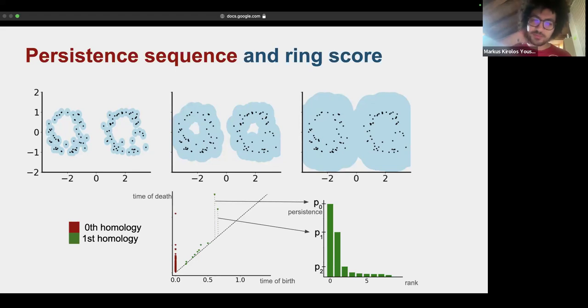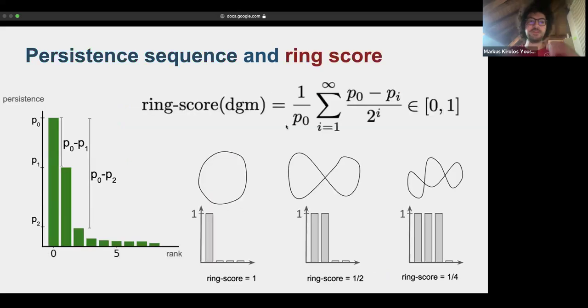So, yeah, this persistent diagram is a structure that people usually work with. In this work, we introduce something we want to call persistent sequence, because there's a lot of information here that we don't really need. So we just simplify this, and we take the persistence, the lifespan of each homology group, and we sort them by order, and we just keep track of the length or the lifespan of each homology group. So the lifespan is just time of death minus time of birth. All right, so we have this persistent sequence, and then we define the ring score out of this by this formula.